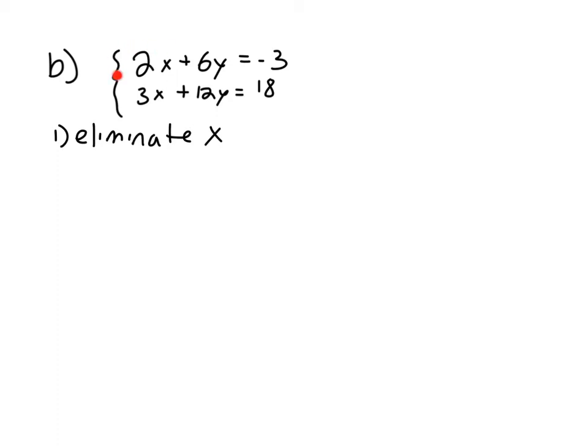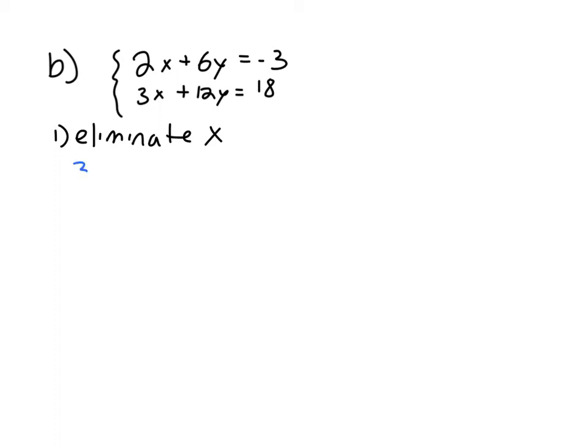So if I want to eliminate x, if I were to multiply this by 3, I would then have 6x, right? And then if I were to multiply this by negative 2, I would have negative 6x, and then these would eliminate. Okay, but I can't just multiply this term by 3. I need to multiply the entire equation by 3. So let me go ahead and write that.